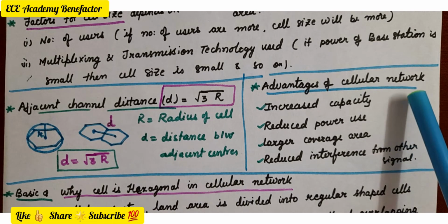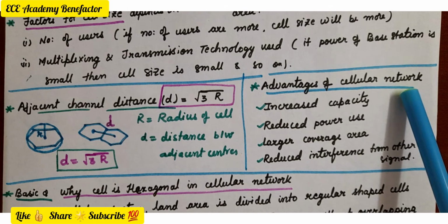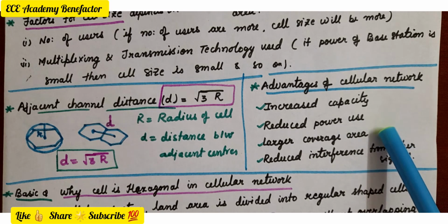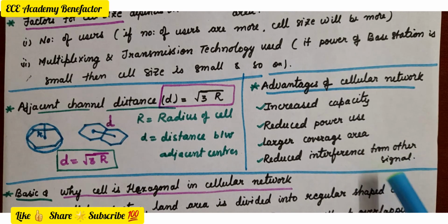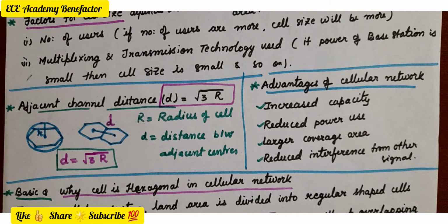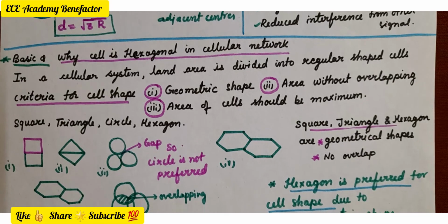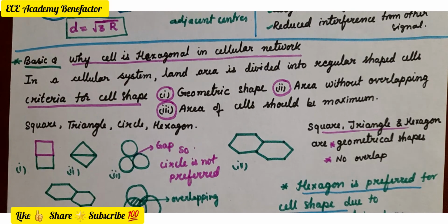What are the advantages of cellular network? Increased capacity, reduced power use, larger coverage area, reduced interference from other signals. So, next topic is why cell is hexagonal in cellular network.